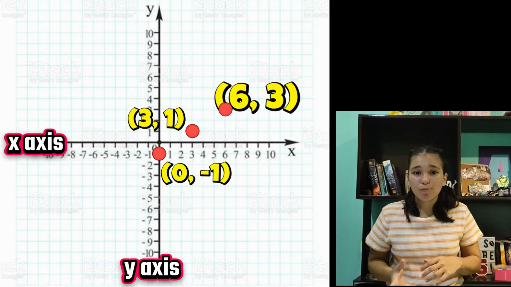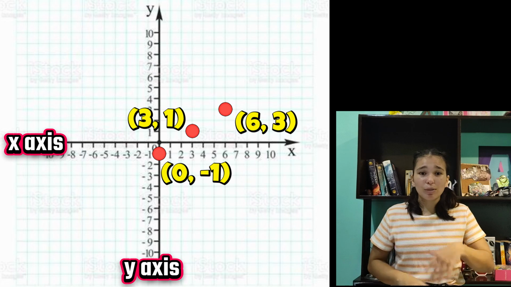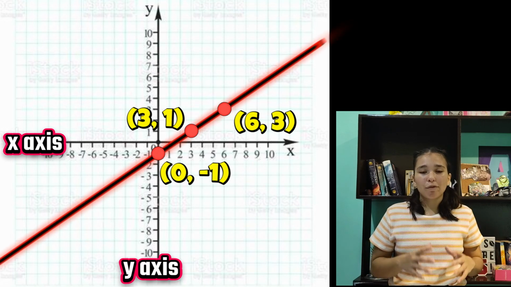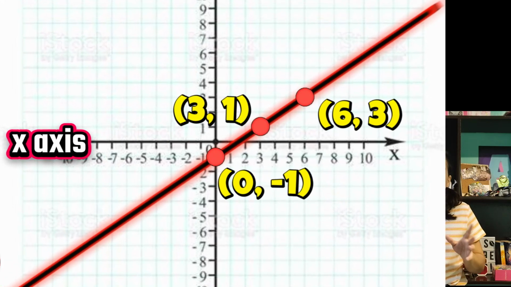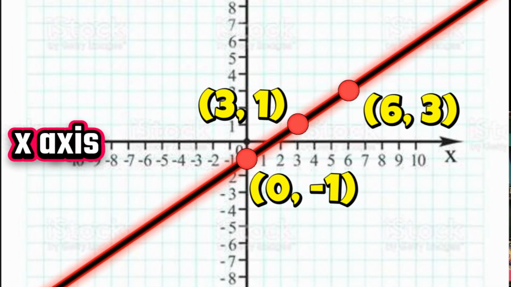Now we have our 3 points plotted, so make sure to connect those dots with a line in order to graph our linear function. And there you have it. You have graphed one of the harder linear functions.